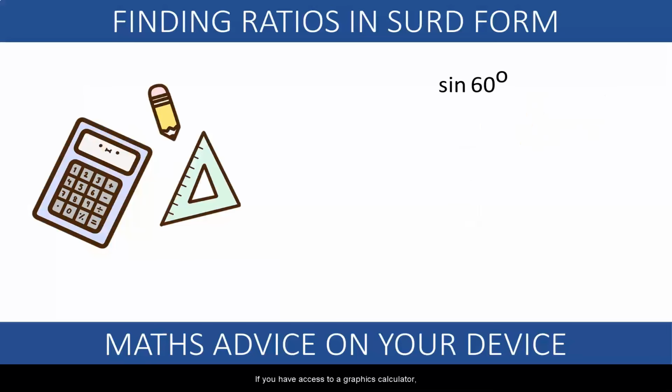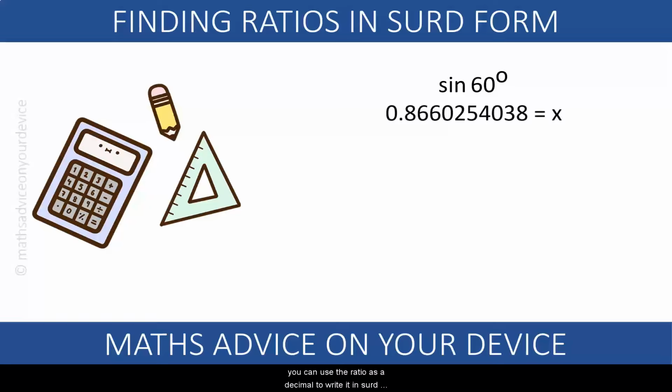If you have access to a graphics calculator, you can use the ratio as a decimal to write it in surd form. For example, sine of 60. Your calculator returns an approximated value. And to find x in surd form, we square it.